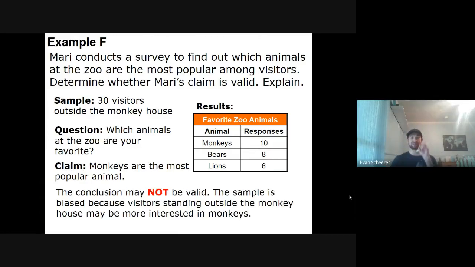No. The answer is not valid because Mary picked 30 visitors outside the monkey house. You can't pick it outside the monkey house. More people are going to pick monkeys because they like monkeys. It's outside the monkey house, right? So instead of picking outside the monkey house, she needs to pick somewhere else at a random spot. So the conclusion is not valid because the sample is biased based on the visitors standing outside the monkey house. They might be more interested in the monkeys.